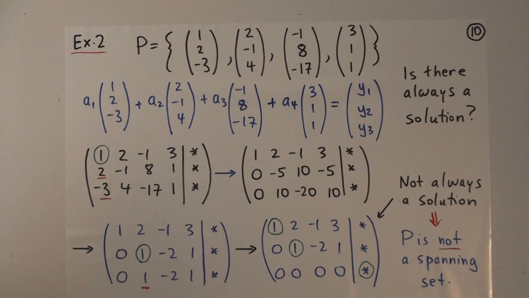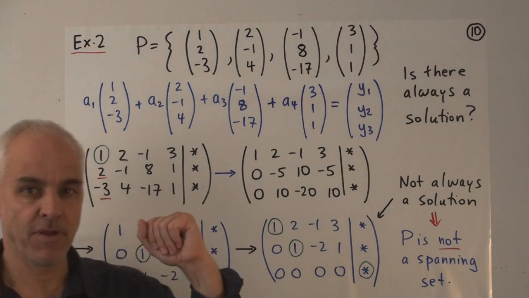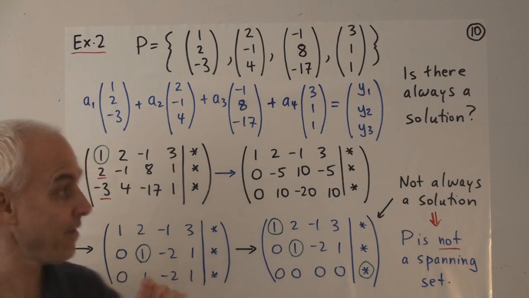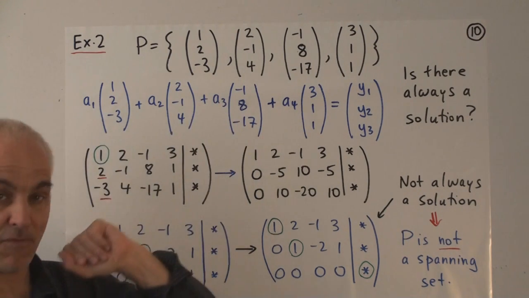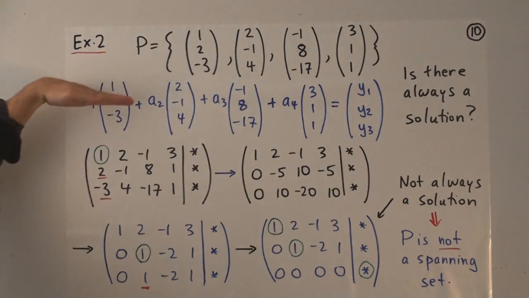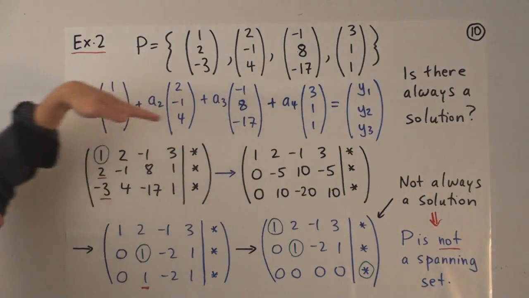Well, that's a system of 3 equations in 4 variables. The variables are A1, A2, A3, A4. And there's one equation essentially for each entry of those vectors.